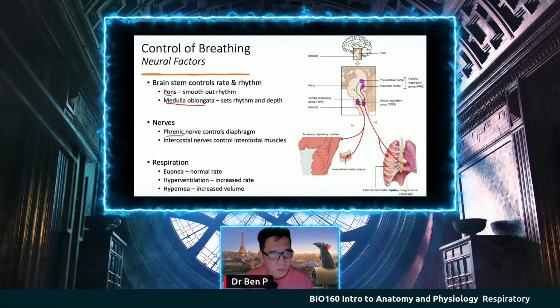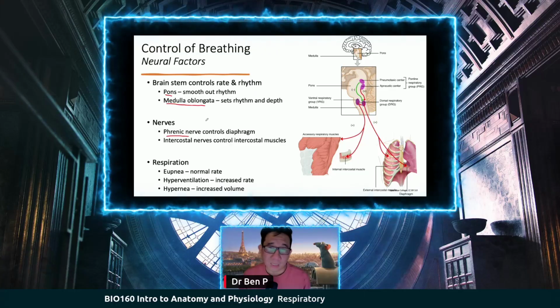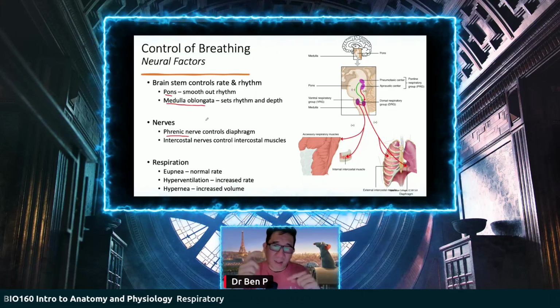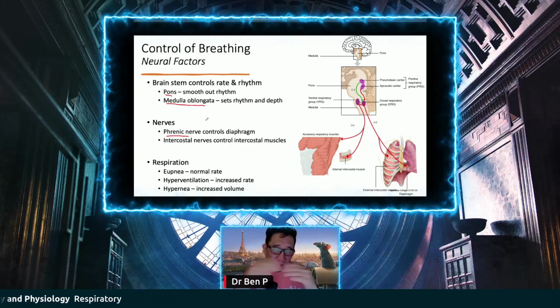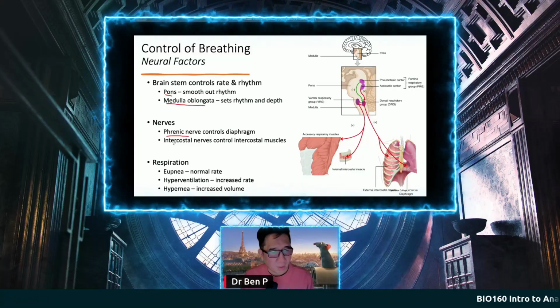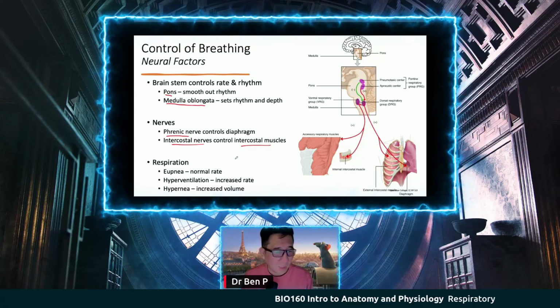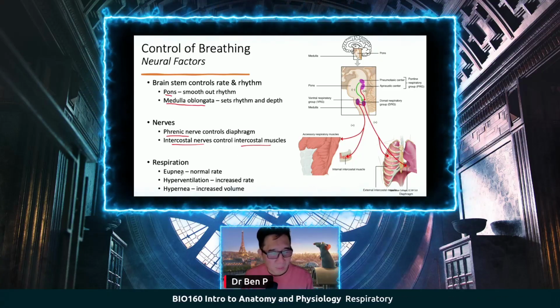Your nerves: you have the phrenic nerves that actually control your diaphragm. This is the one that causes the hiccup when your phrenic nerve is not firing at the same time as your diaphragm does, and that's when you have hiccups. You also have the intercostal nerve that controls your intercostal muscles.